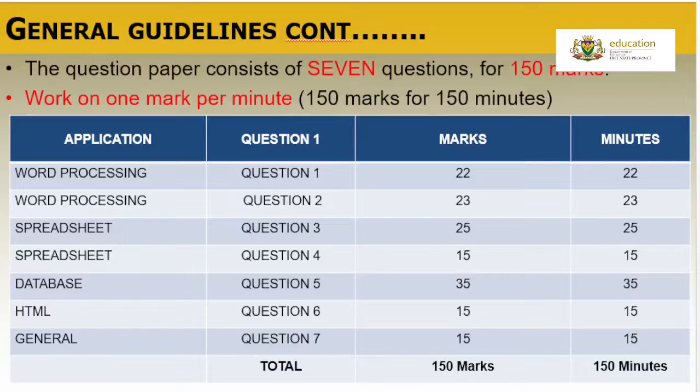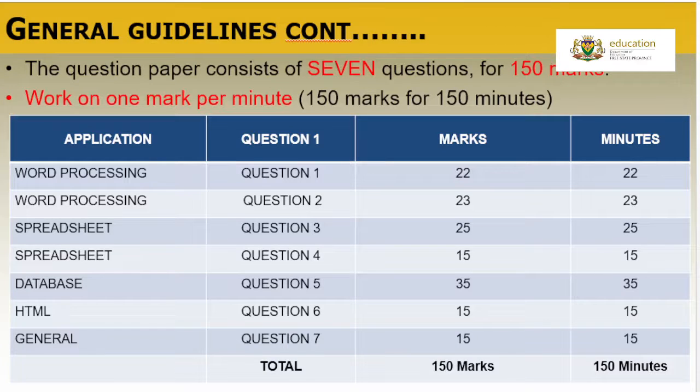We still continue with the general guidelines. Your paper consists of 7 questions for 150 marks. Now, the key is you work on 1 mark per minute. In other words, 150 marks for 150 minutes. When you get your question paper, you'll find question 1 up to question 7. These marks are not exact marks. It's just an estimation. They might change.